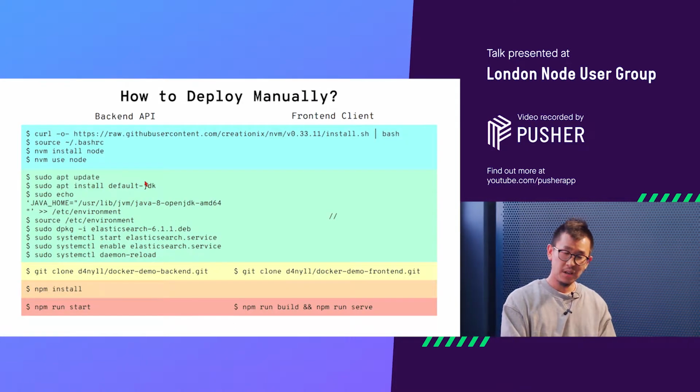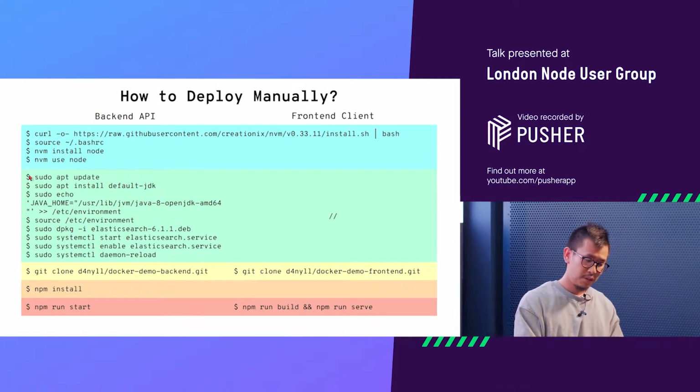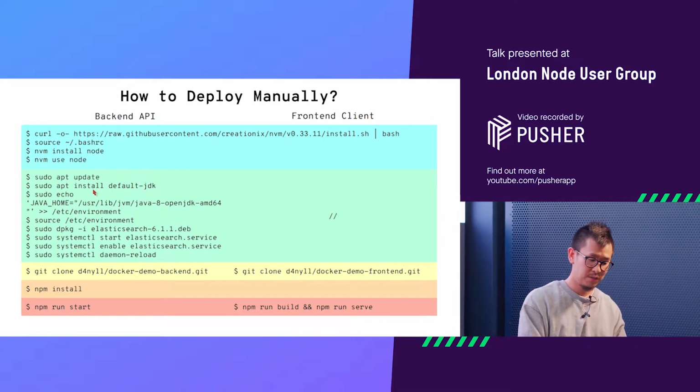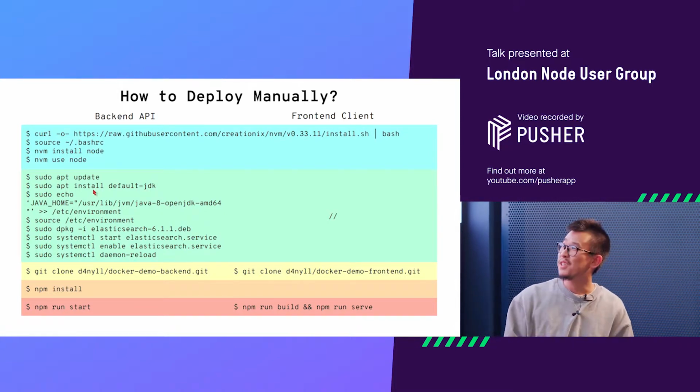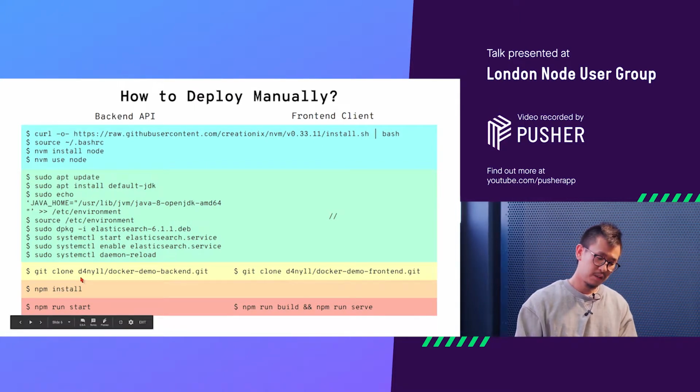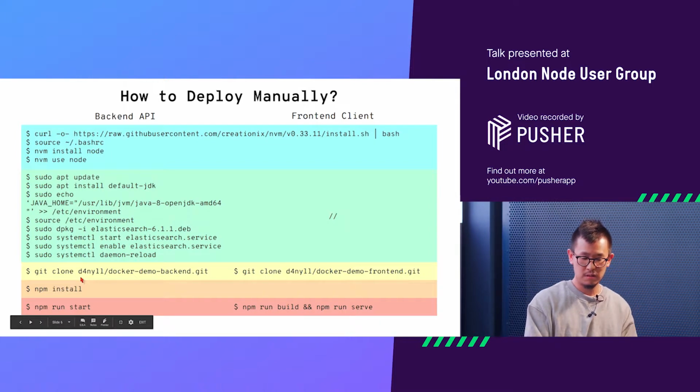So this is how you would deploy it manually. First, you have to install Node. Then you have to install Elasticsearch, which is based in Java. And then you download the repository, run the installation script, and then run your application.